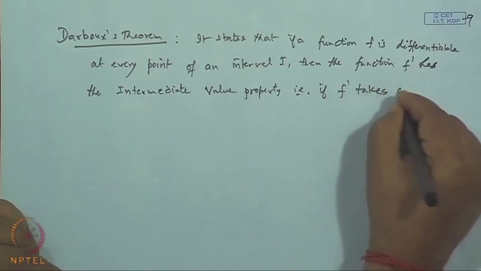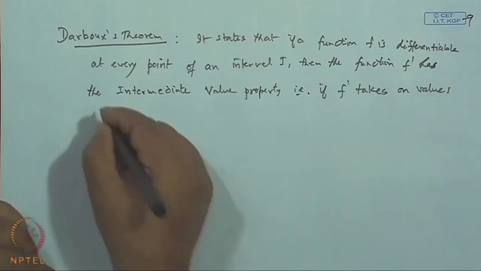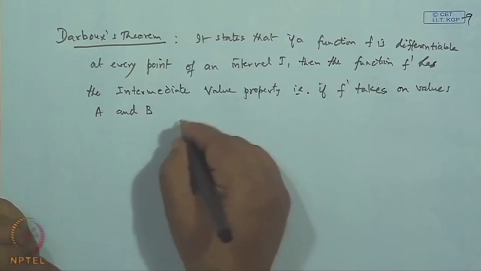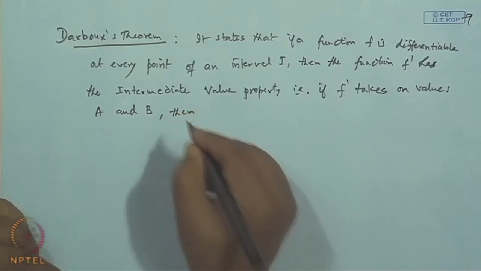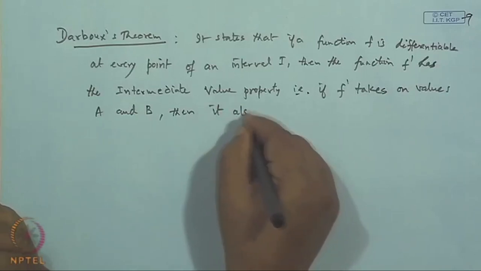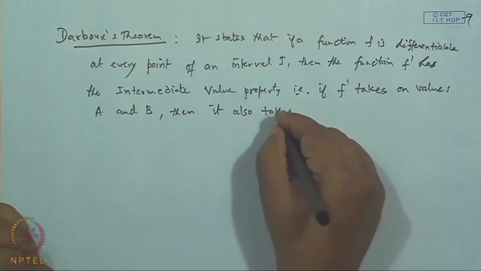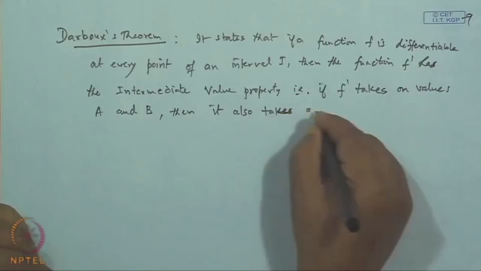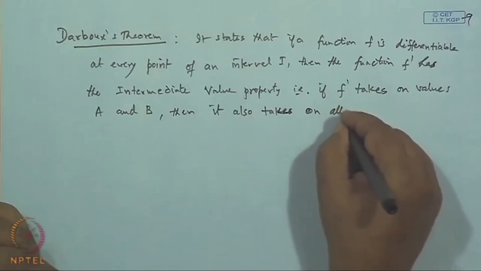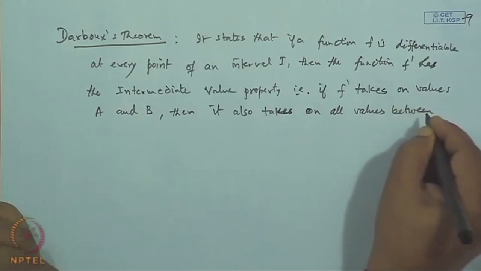It means that if f prime takes on values a and b, then it also takes on all values between a and b.